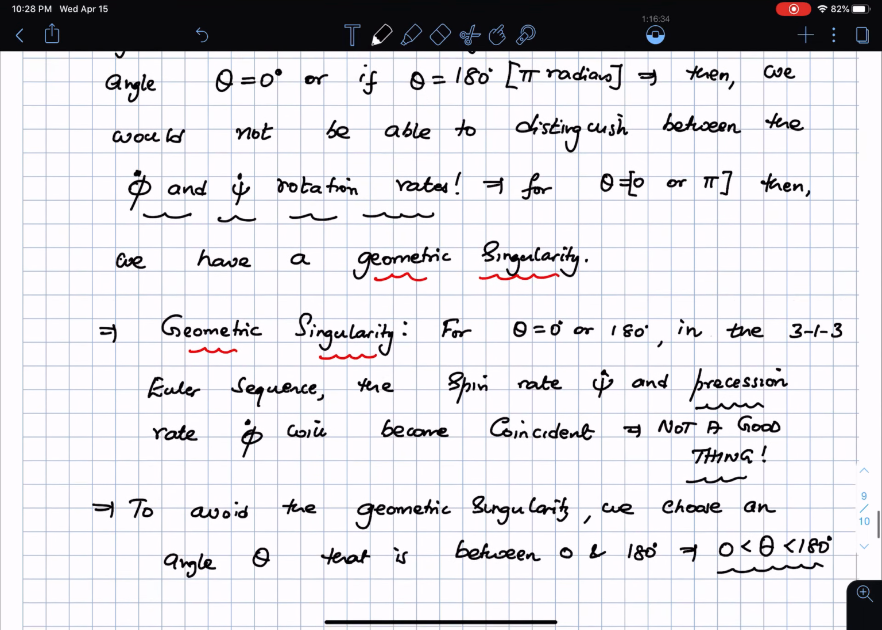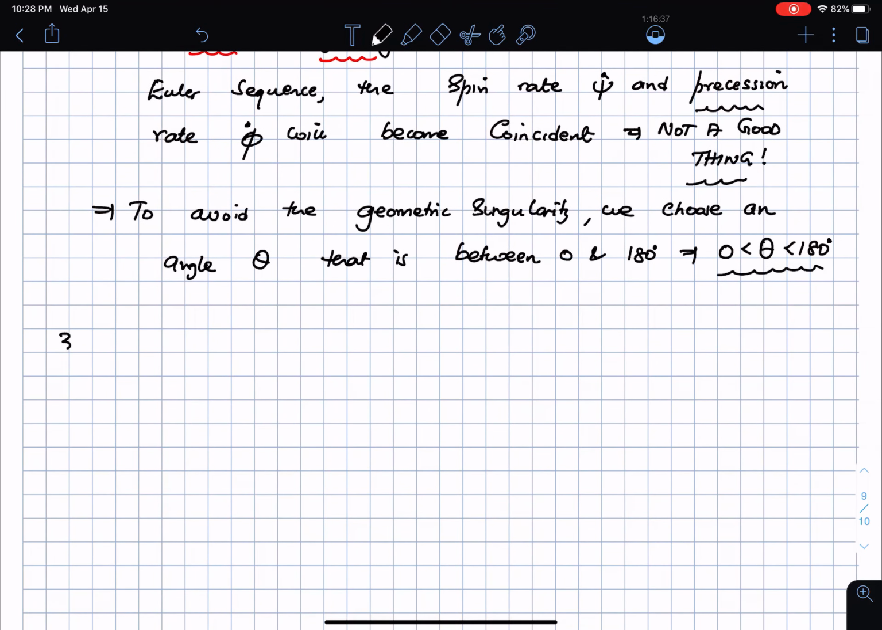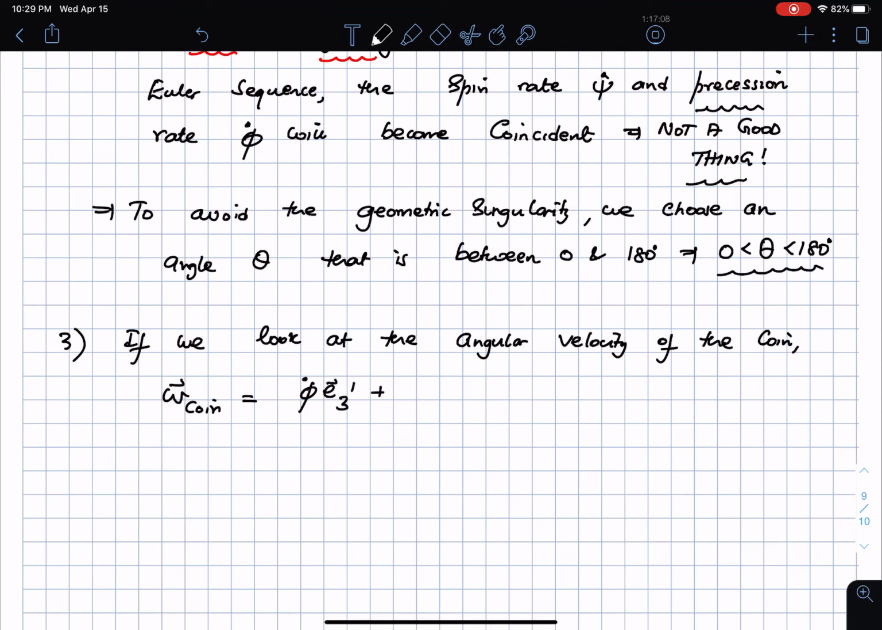The third thing that I want to actually write out here: if we look at the angular velocity of the coin, omega coin is equal to phi dot E3 prime plus theta dot in the E1 double prime and then psi dot in the E3 double prime.